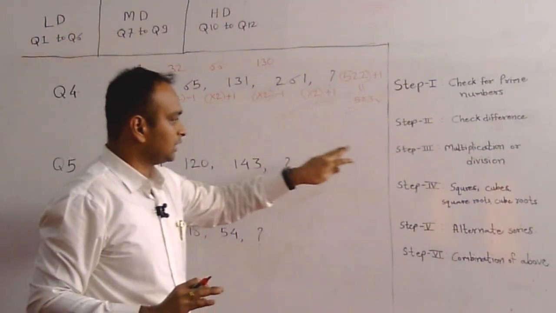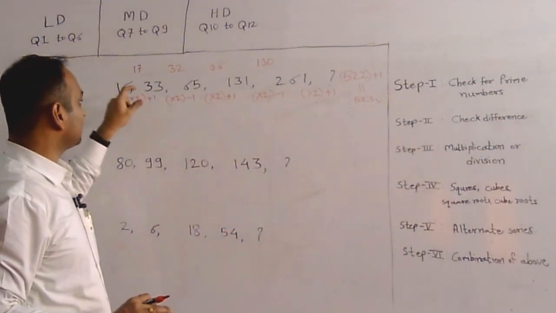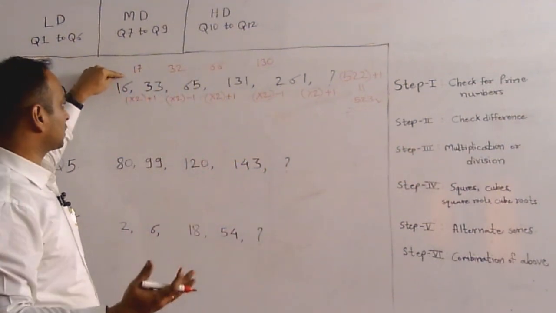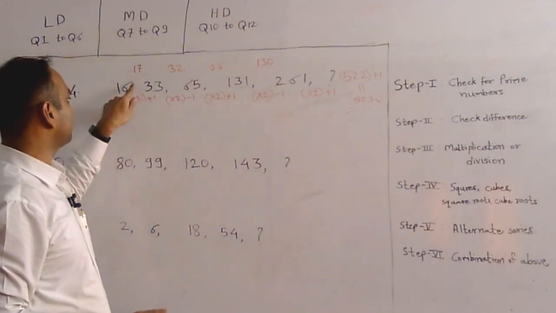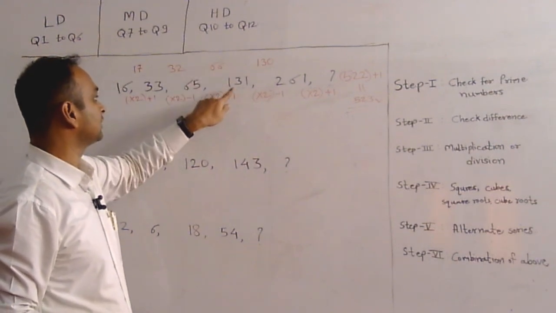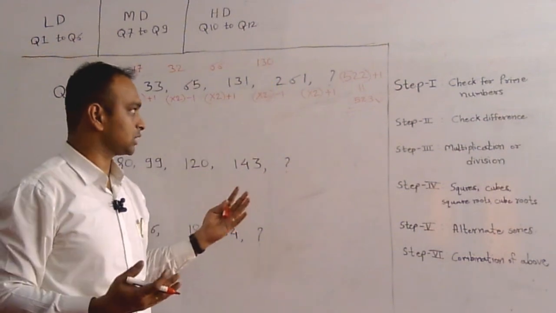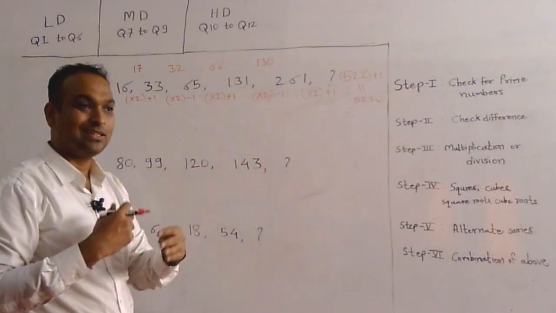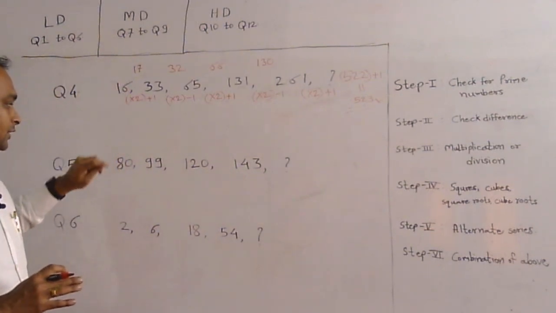So the logic of multiplication and division is applicable here. That you can also come to know from these differences as well. If you check the differences, 16, 17, 33, 32, 65, 66, 131, 130. From that also you can get some logic if you are a very keen observer and have done lots of examples of number series.